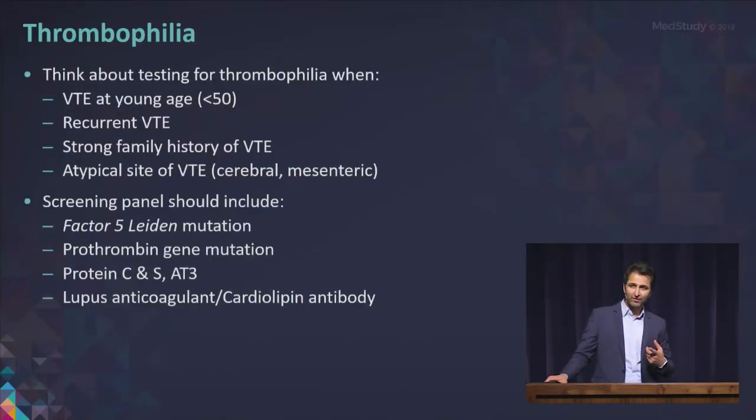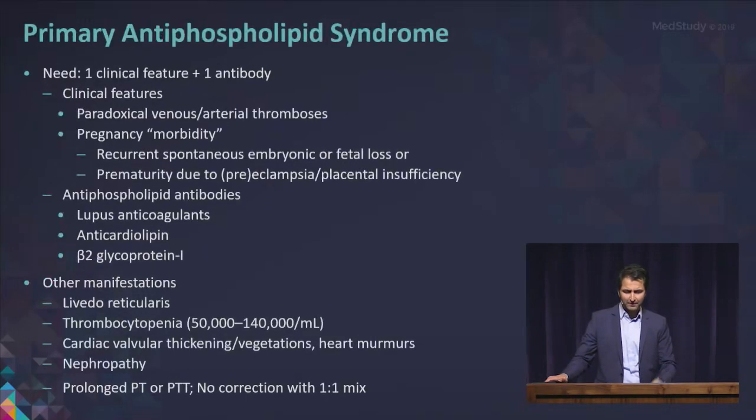But what you should know is, when should you test for thrombophilia? Somebody who clots at a young age, somebody who has recurrent clots, somebody with a strong family history of clotting, or somebody that has clots in a really unusual spot, like a splanchnic vein thrombosis, Budd-Chiari syndrome. These strange things should raise your red flag a little bit that something's going on. And then there's the panel of tests that you look for.